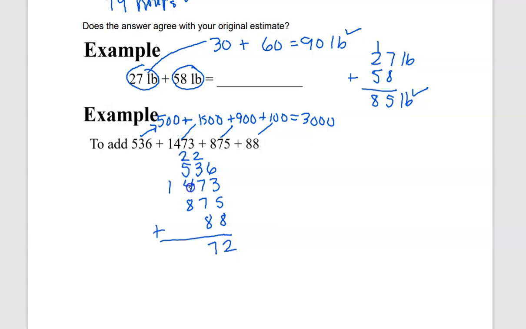2 and 5 is 7. 7 and 4 is 11. 11 and 8, 19. Carry your 1. So 2,972. Okay, are those numbers pretty close? Yeah.